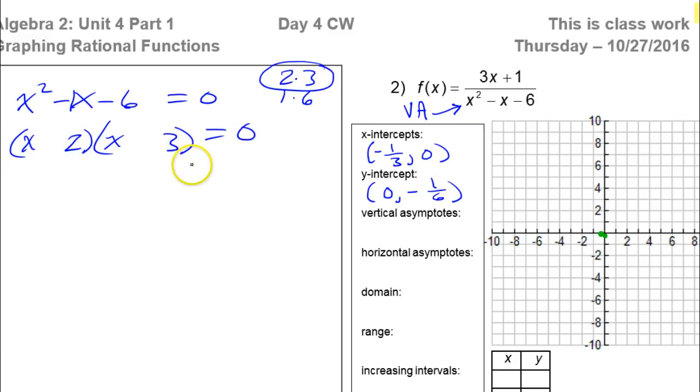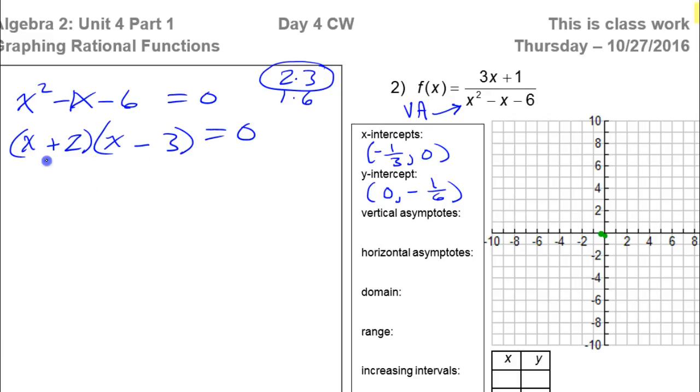Remember that inner plus outer equals middle. Inner, I have 2x. Outer, I have 3x. If I want to get a middle of negative 1, I need positive 2 and negative 3. That makes negative 1. So positive 2 and negative 3. Also, that makes negative 6, since positive 2 times negative 3 makes negative 6. So this is how you factor it.